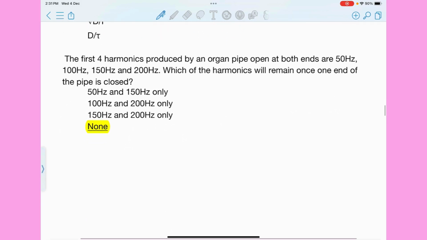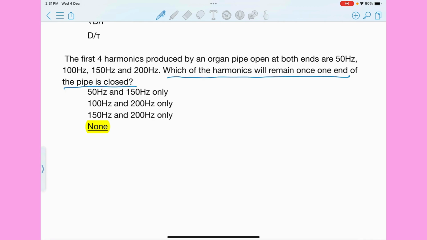The next question says, the first 4 harmonics produced by an organ pipe open at both the ends are 50 Hz, 100 Hz, 150 Hz and 200 Hz. Which of the harmonics will remain once one end of the pipe is closed? Okay, this is a tricky question. So you need to be very thorough with the concept of the harmonics being produced in the open pipe with one end closed and when both the ends are open.